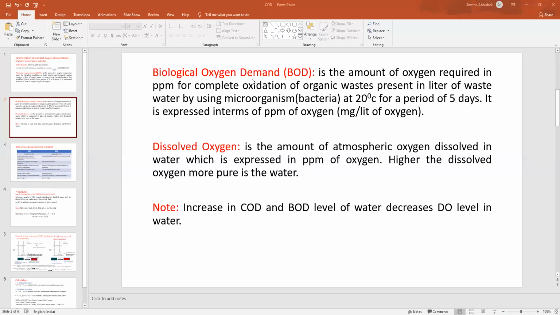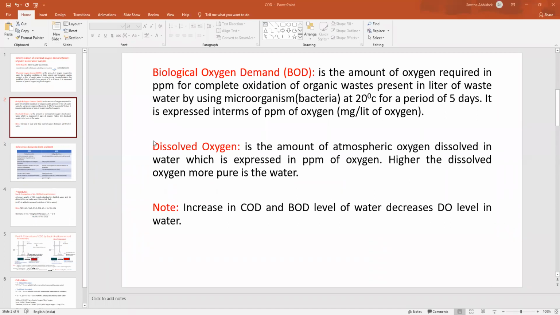So what is BOD? It is the amount of oxygen required for complete oxidation of only organic waste present in a liter of wastewater by using microorganisms at 20 degrees Celsius for a period of 5 days. Since it is also a water quality parameter, it is expressed in terms of ppm of oxygen. So very simple: COD is a chemical process, whereas BOD is a biological process.